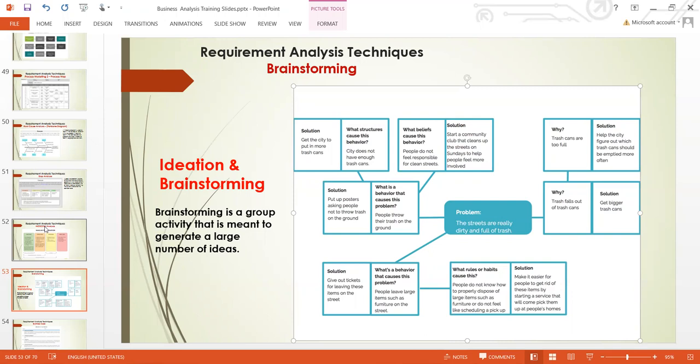It's now between you and your team to start analyzing every idea, to make sure that at the end of the day, you are going to pick one idea or one solution to solve this problem. But now you have a lot of ideas and solutions. So that's how you use brainstorming to solve a problem as a business analyst.